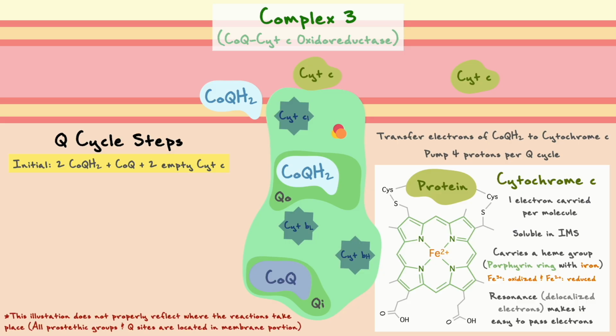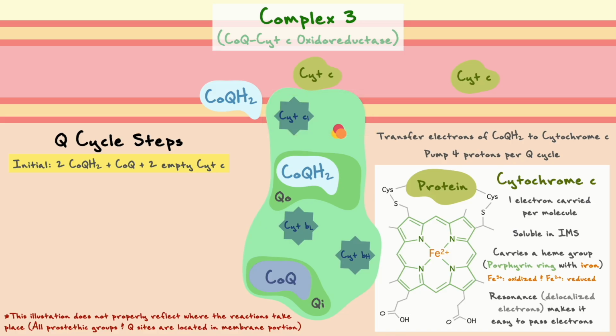Finally, this leads me to mention that the illustration and animation that I will show of the Q cycle will be flawed because all the prosthetic groups and Q sites are located in the transmembrane region of the protein. This region corresponds to what's boxed in red on the screen. Since I want to make the dimensions of complex 3 be in line with what we've seen previously with complex 1 and 2, we'll have to consider this illustration instead of the more realistic view of the protein.